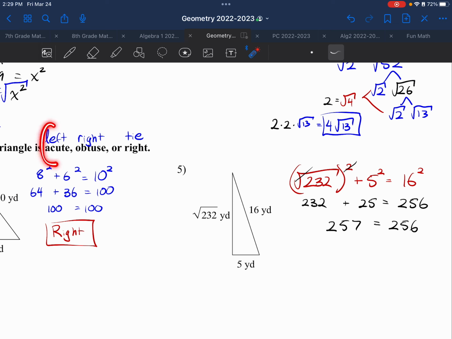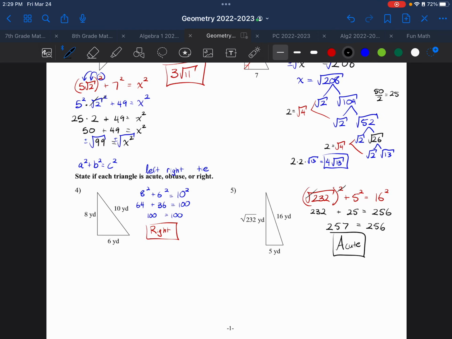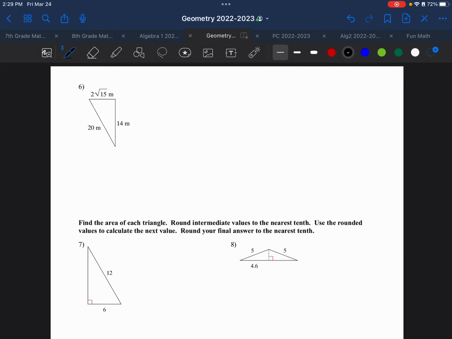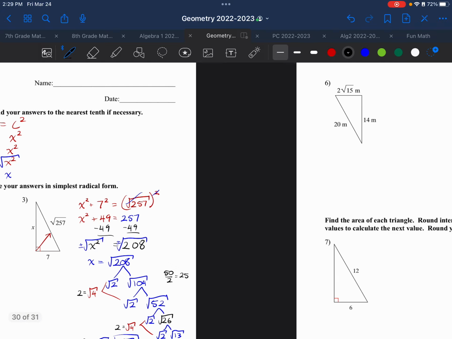And again, if I say that the left side wins, it's acute. So this one is going to be a cute little triangle. Number 5, acute. Please, yes, there it is. And number 6, I already saw the answers by accident. It's going to be obtuse. So number 6 is right here.